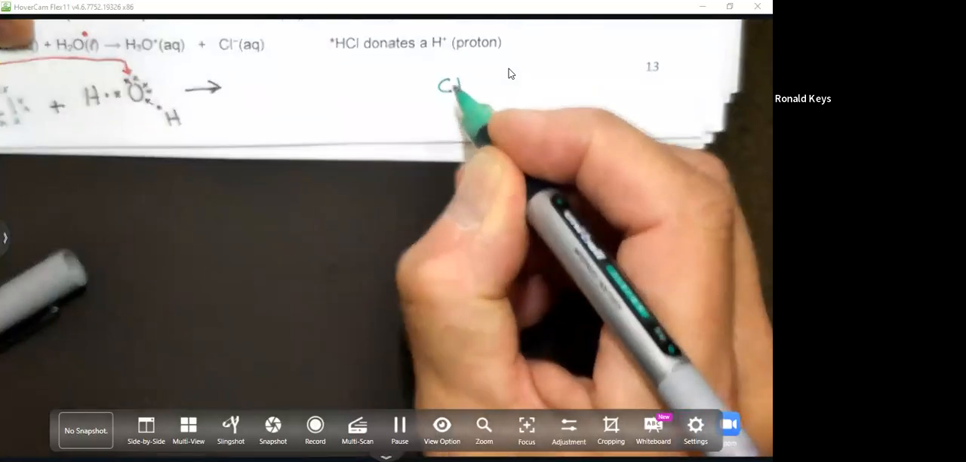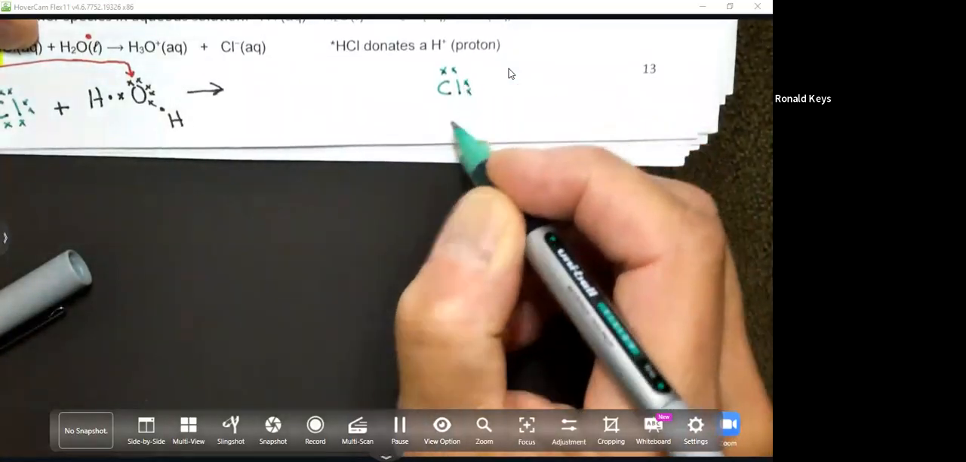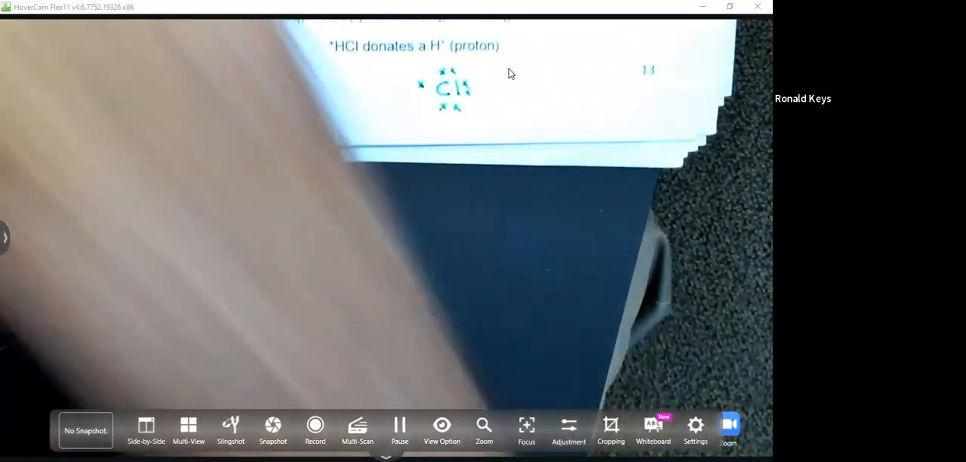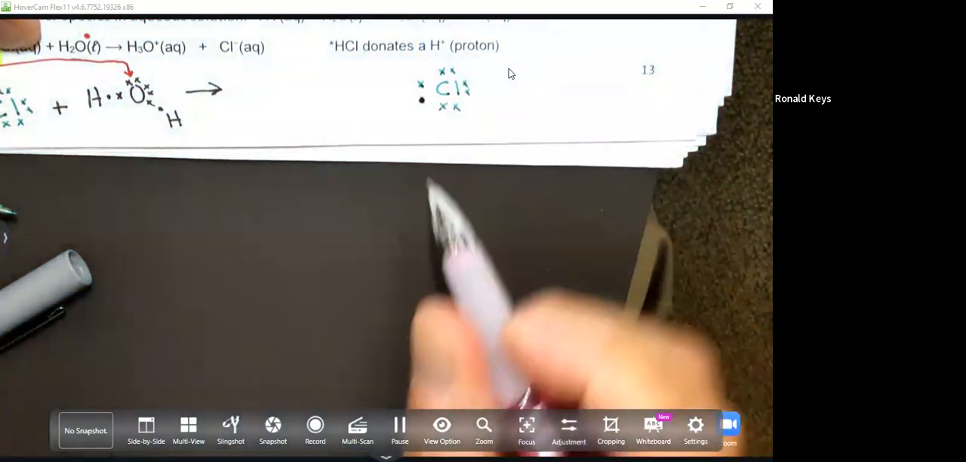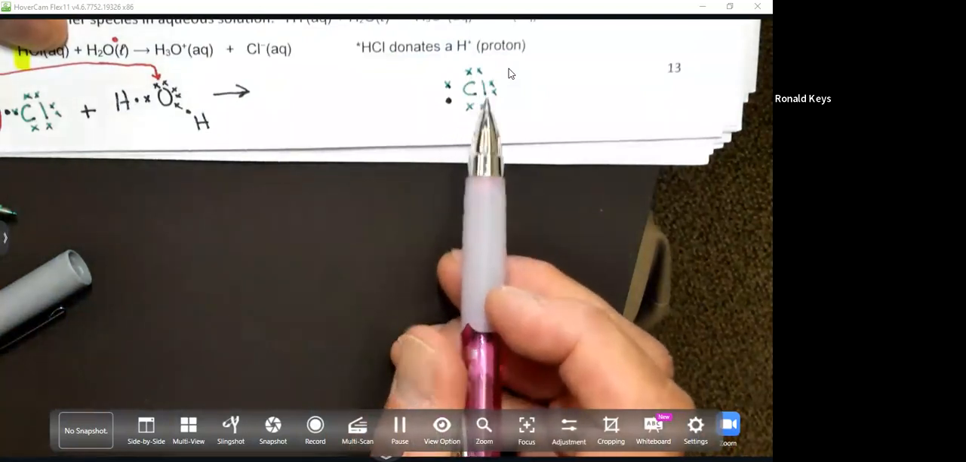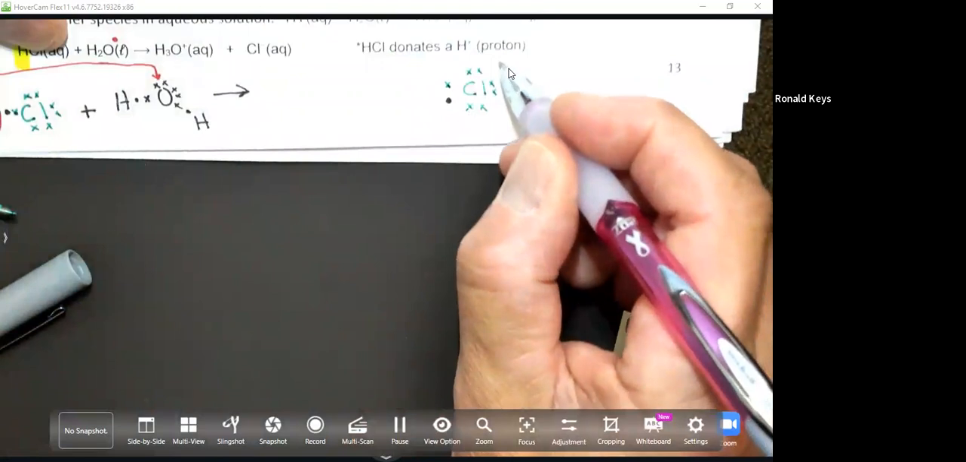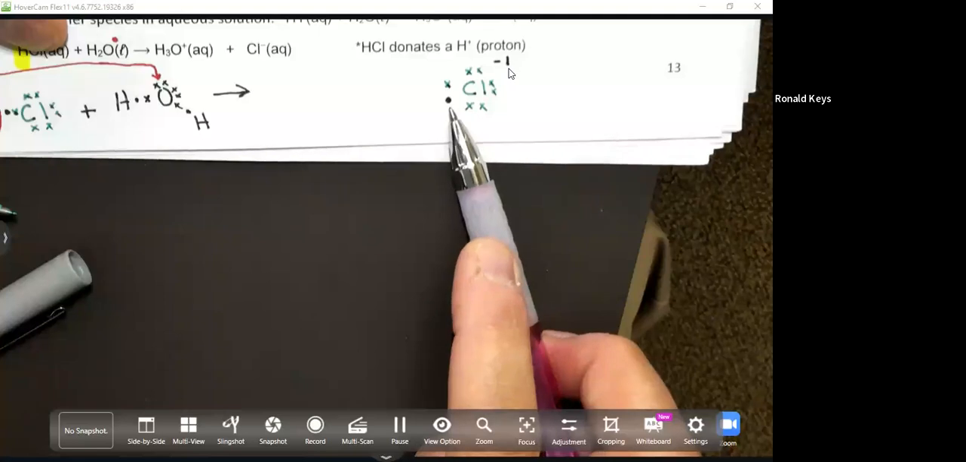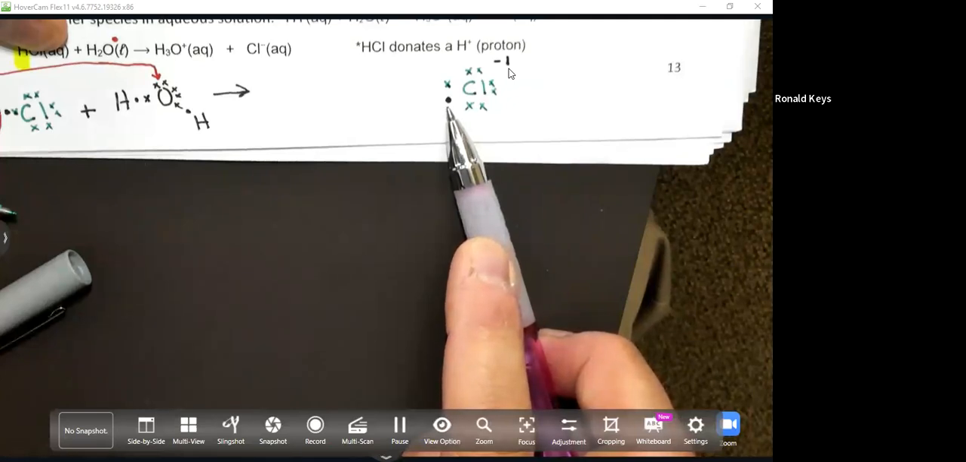Here's Cl. Here's the original electrons from chlorine. And then it has hydrogen's electron right there, correct? This is the electron left behind by hydrogen. What should this have for a charge now? -1. How's it getting a -1? It has an extra electron it took from hydrogen, right? This is the extra electron from hydrogen. Now, what's left?